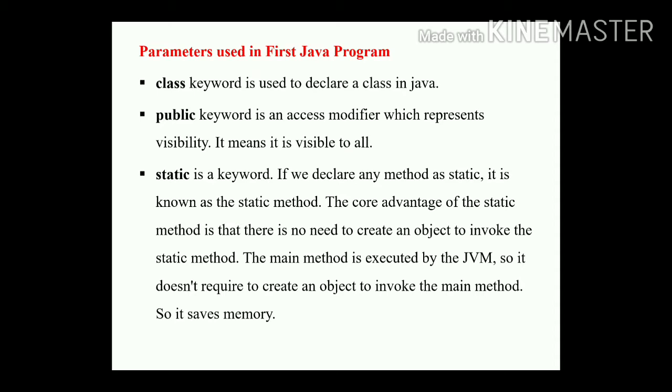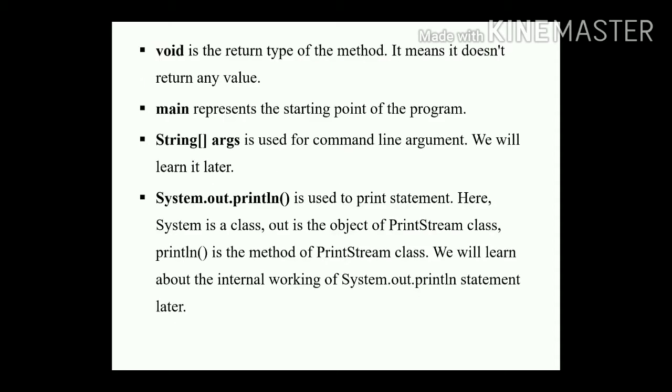Now we have discussed class, public, static. Then next, void. Void is a return type of the method. It means it doesn't return any value. Then next one is main. Main in every Java program represents the starting point of the program. The program execution starts with main itself only.